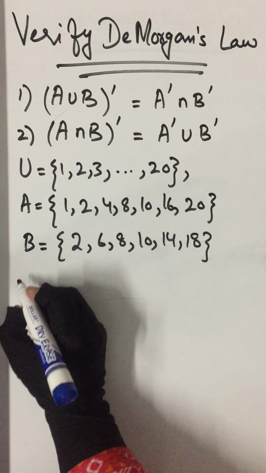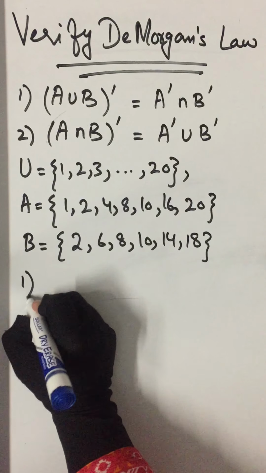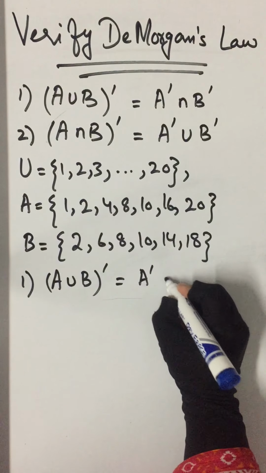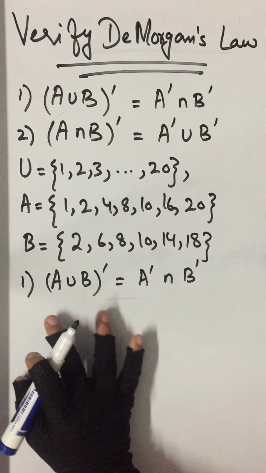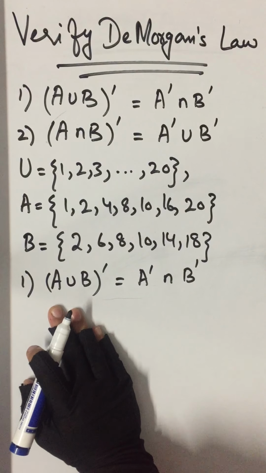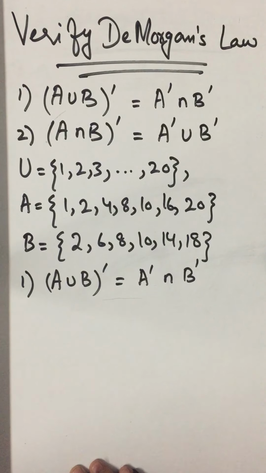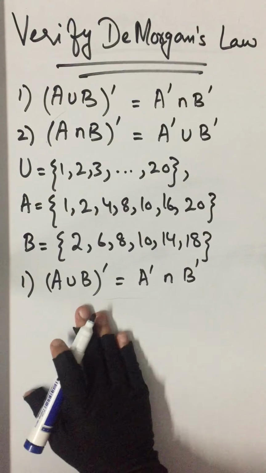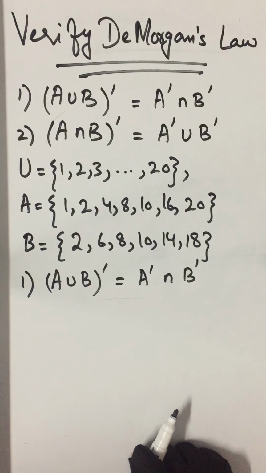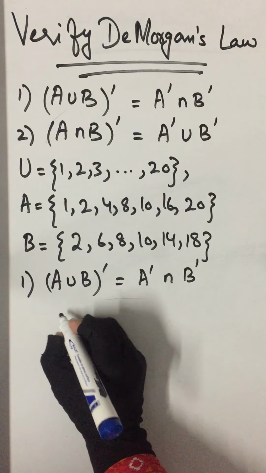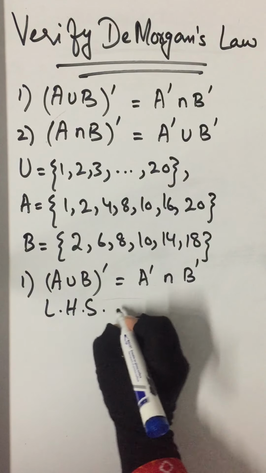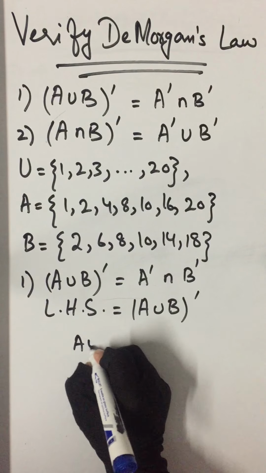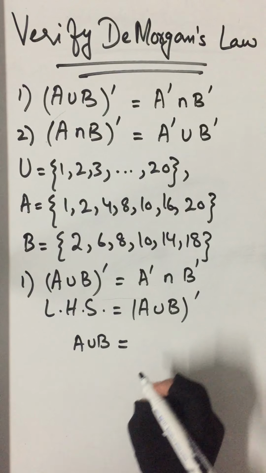Let me take the first law, (A union B) whole complement equals A complement intersection B complement. I will take firstly the left hand side of this equation and solve it, and then I will solve the right hand side, then compare it with the left hand side. If both sides are equal, then I will write here, hence it's proved. So the left hand side is (A union B) whole complement. First I have to take A union B.